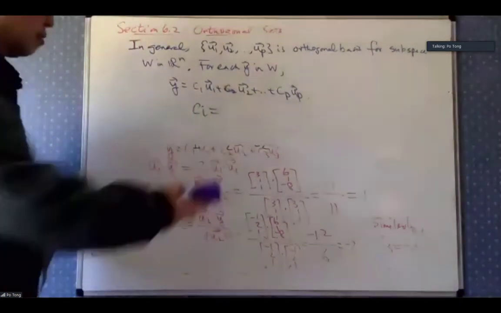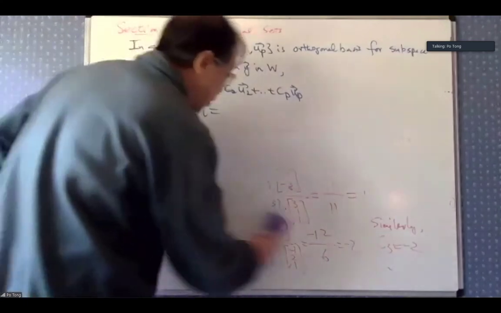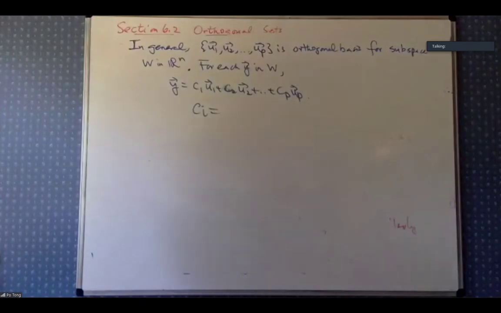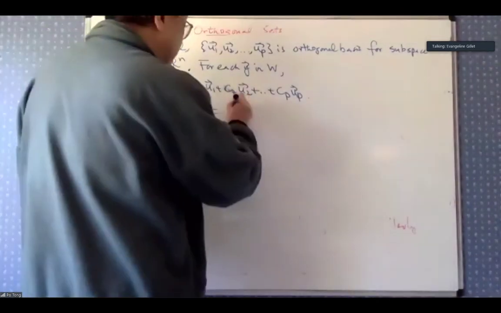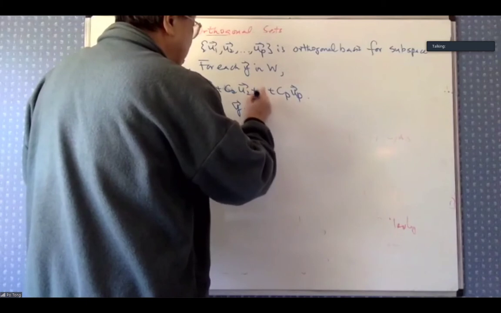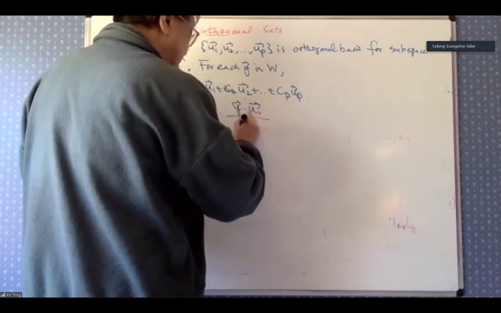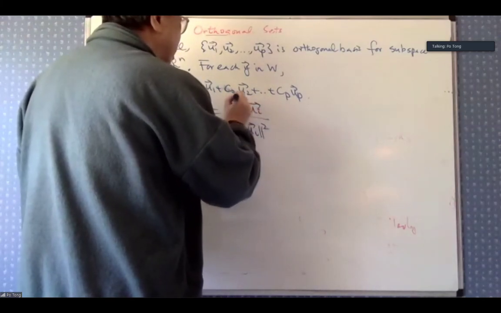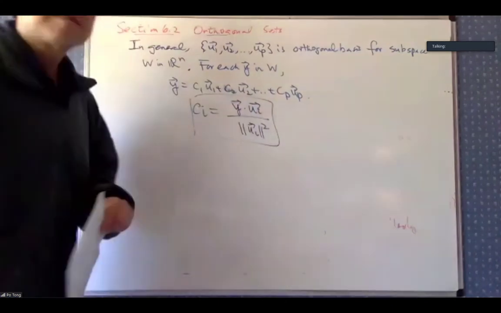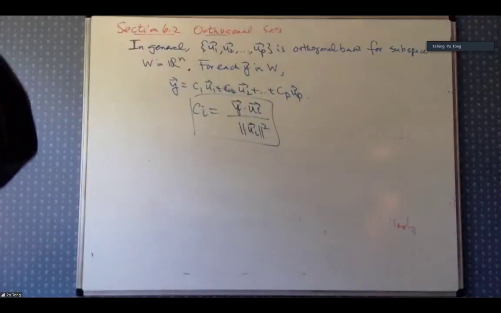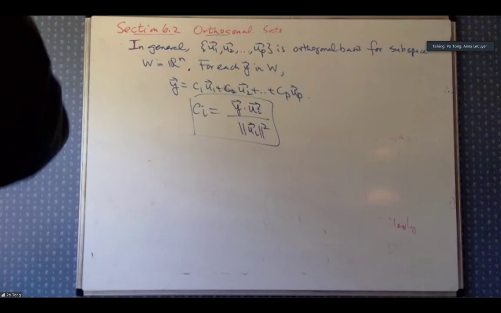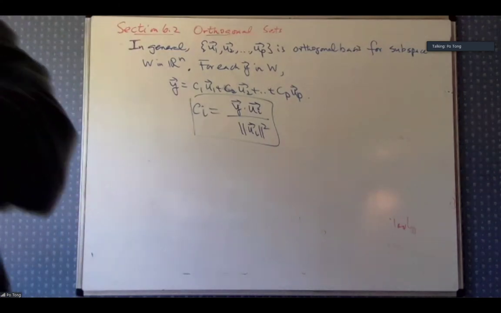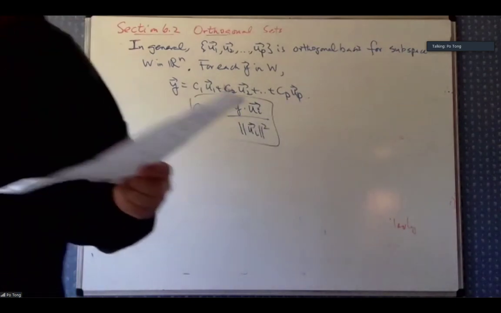Can you guys tell me, based on what we just did, what's the formula for CI? Y dot UI over UI squared. Exactly. Very good. Is it okay? This formula is important. That formula is good stuff. And we're going to use that again and again later.